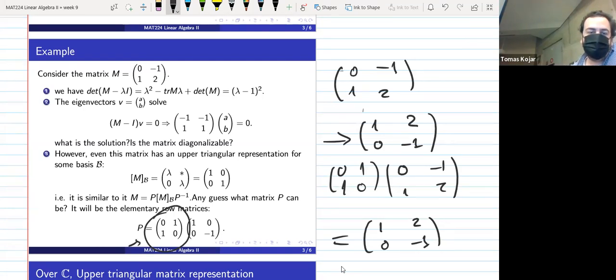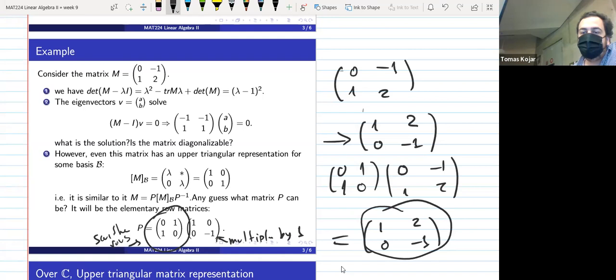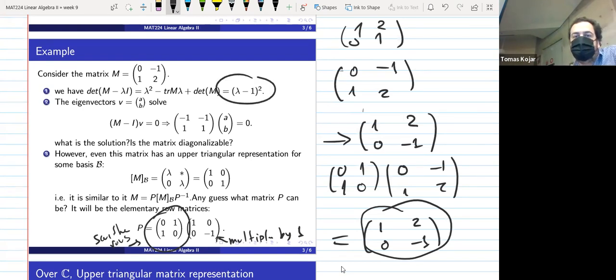So this one switches rows. And this one multiplies the second row by minus 1. Yeah, because we want to turn this into 1, 1, 0, 2. Okay? Because we want to have the eigenvalue, because the eigenvalue is 1. Does that make any sense?